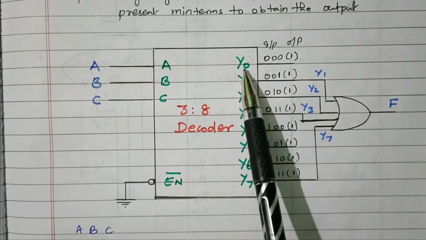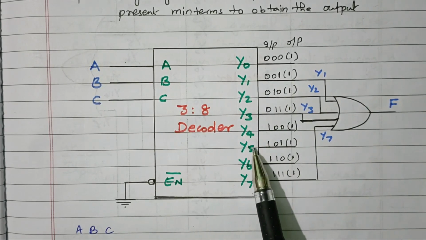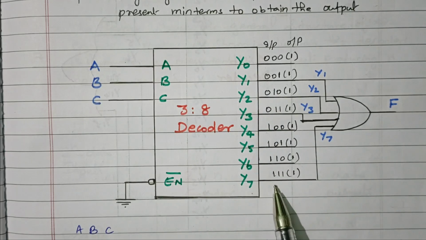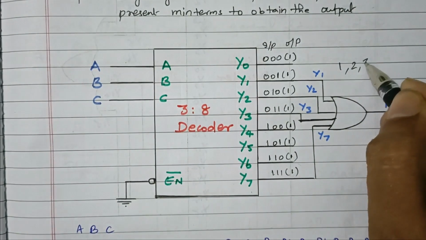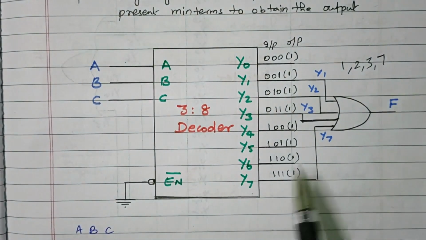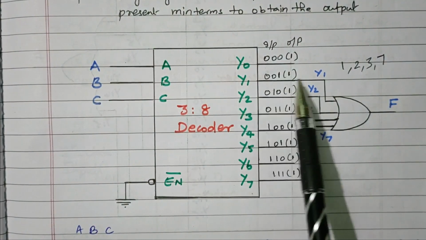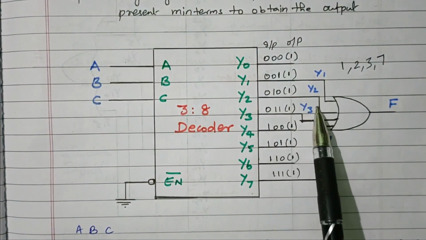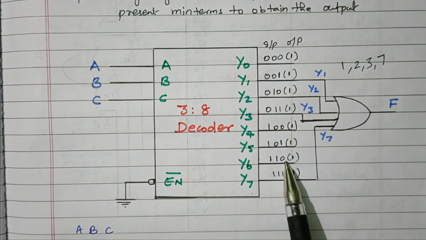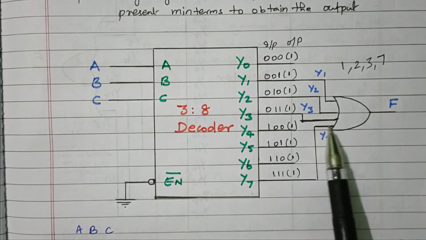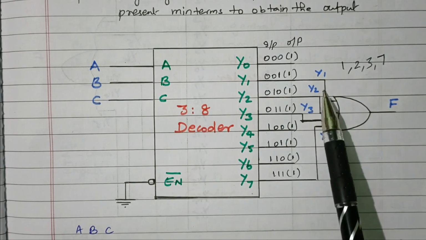So correspondingly what we'll get here, we'll get 0, 1, 2, 3, 4, 5, 6 and 7 as output. So what we need in the given function is given as 1, 2, 3, 7. These 4 min terms. So we are connecting the corresponding outputs. Here we'll get 1 as the output. So Y1 is connected. Y2 is connected, Y3 is connected. Then Y4, Y5, Y6 is not needed. Then we connected Y7, right? Y1, 2, 3, 7. These 4 inputs are connected.